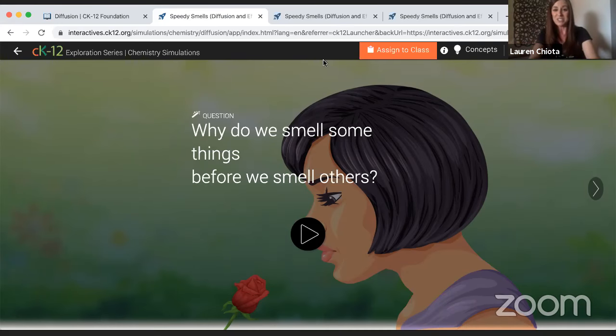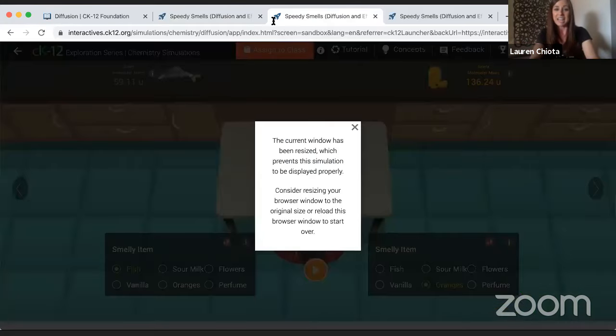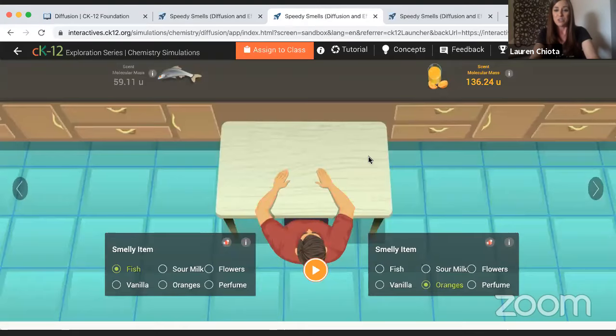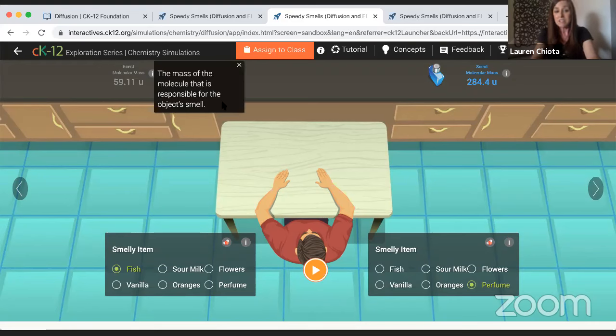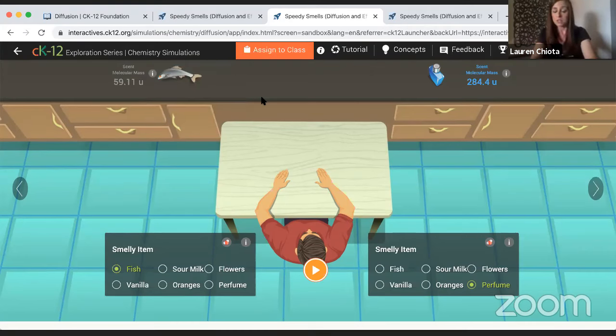And so this simulation does a great job in testing different items for you. And I'm going to show you now this experimental setup. You can really just test various smelly items, they call it, at the bottom here. For fish, we can maybe even test perfume. And you can test them at the same time. And you'll notice there's some information given about them in terms of molecular mass, because the mass of these molecules is really responsible for the object's smell and really how quickly they will diffuse across a space.